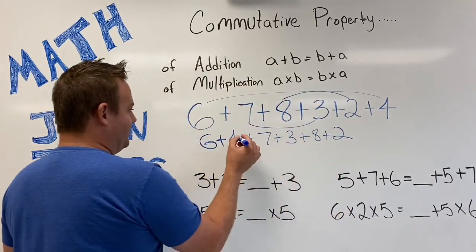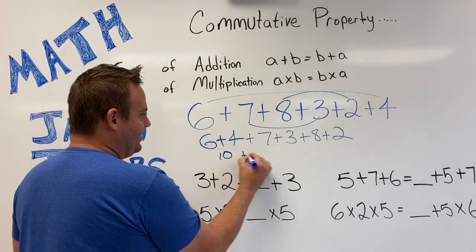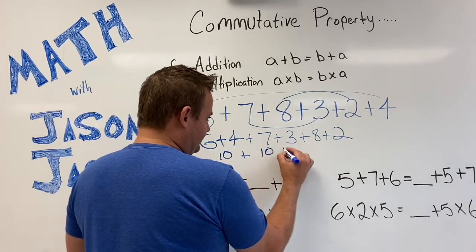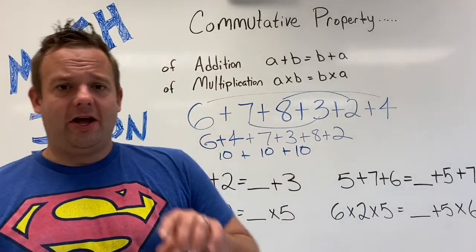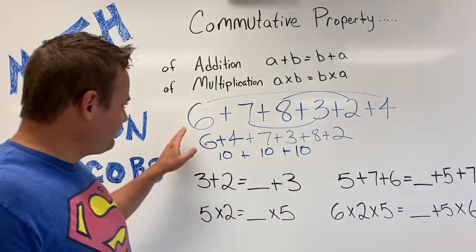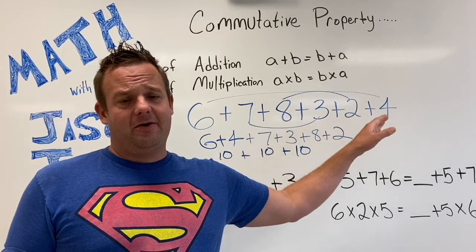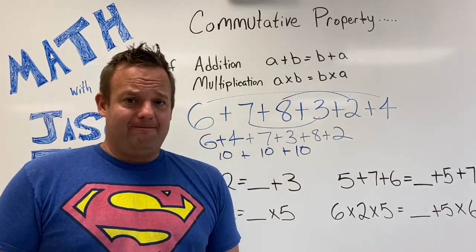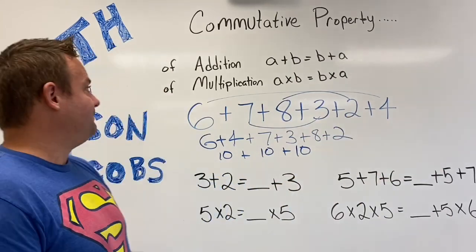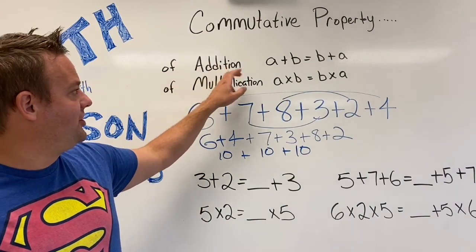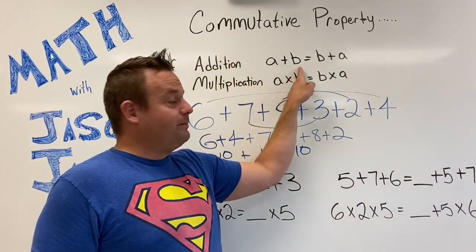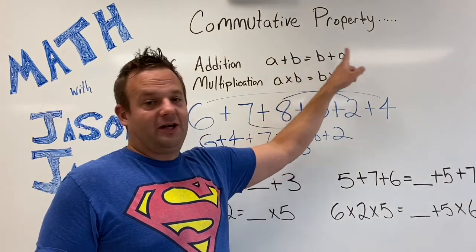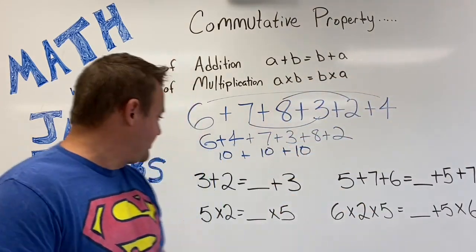Now that makes it real easy because we have 6 plus 4 is 10, 7 plus 3 is 10, and 8 plus 2 is also 10. And that's how we get 30 really, really quick instead of feeling like we gotta go left to right. And that is the commutative property of addition. So the commutative property of addition states, as long as it's all addition, A plus B is the same as B plus A. So let's do some examples, guys.